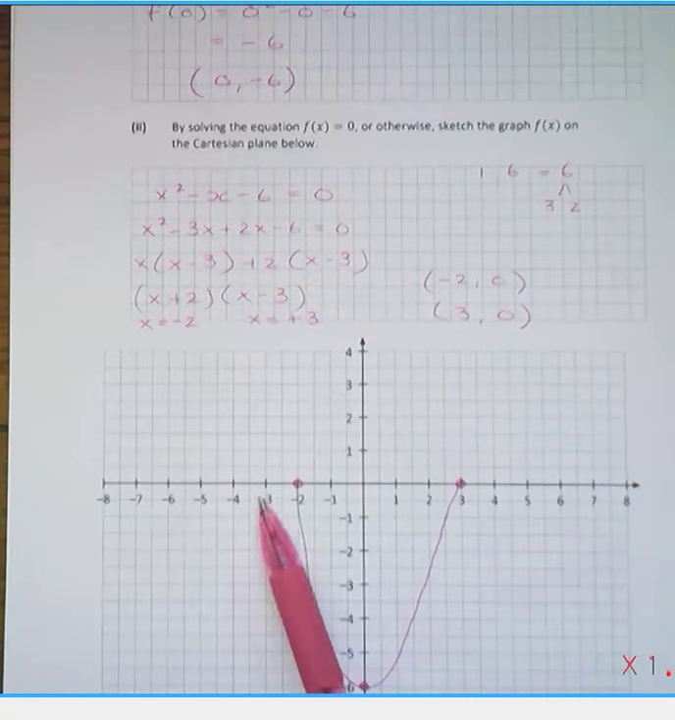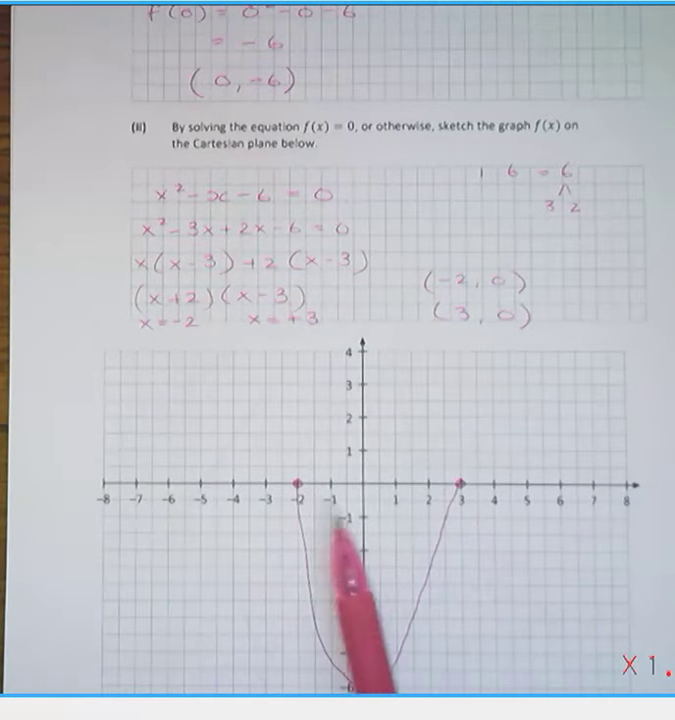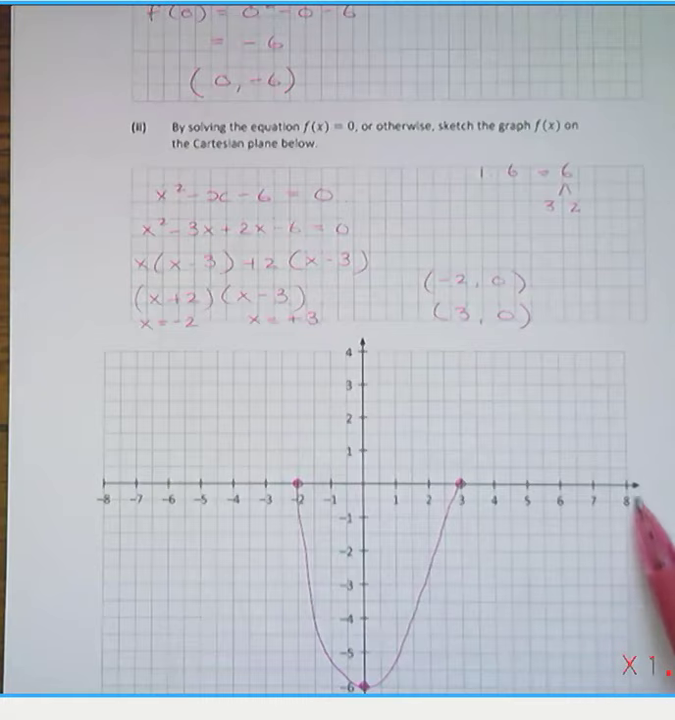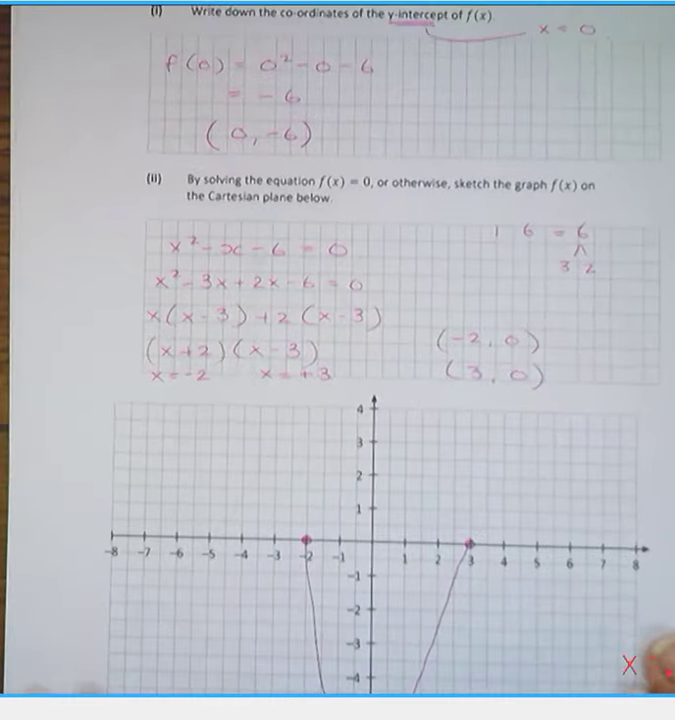So then if we plot it, you have your two roots of the equation. You have your y-intercept, so you just join them up. In terms of joining them up, we get a smile. All right, so if we get a smile, we are happy because it was an x squared function.